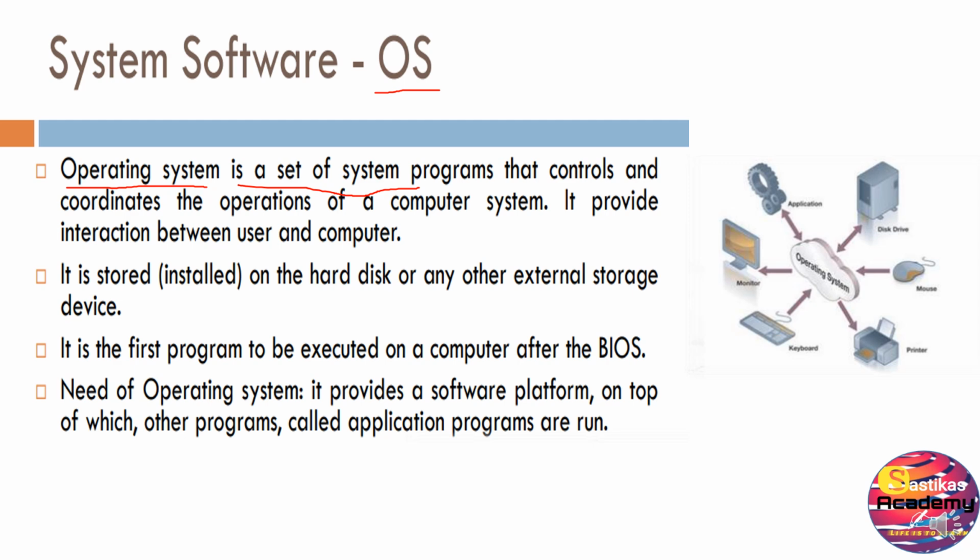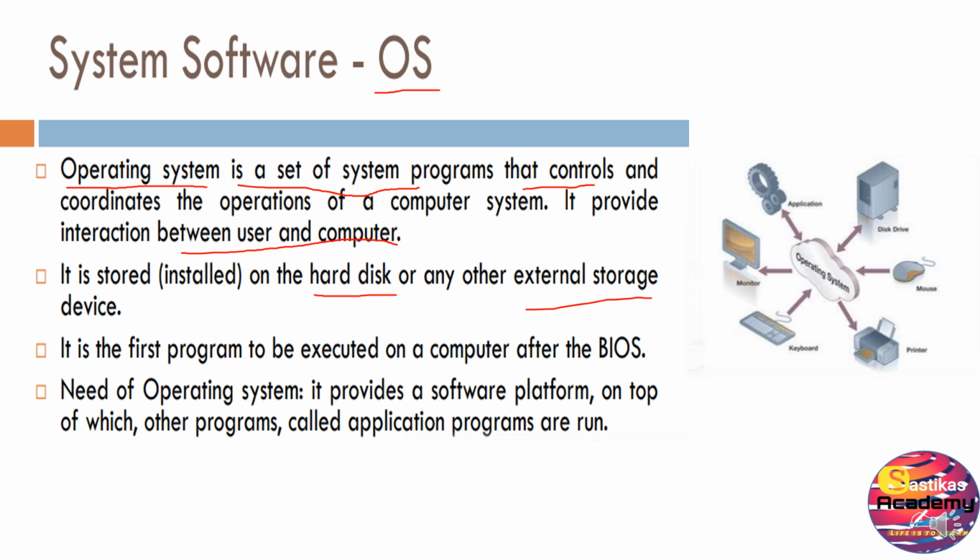So what is an operating system? It is a system software that controls and coordinates the operations of a computer system. It provides interaction between user and the computer. Acts as a mediator between the user and the computer. It's installed on the hard disk. Hard disk is a permanent disk in the computer. The OS will be stored on that hard disk or any other external storage device. So it can be installed from any other storage device.